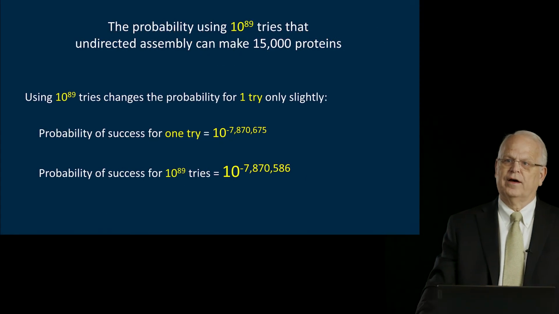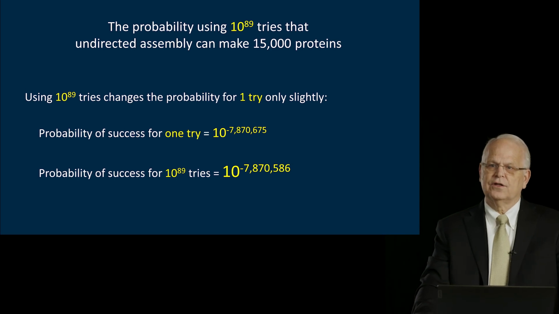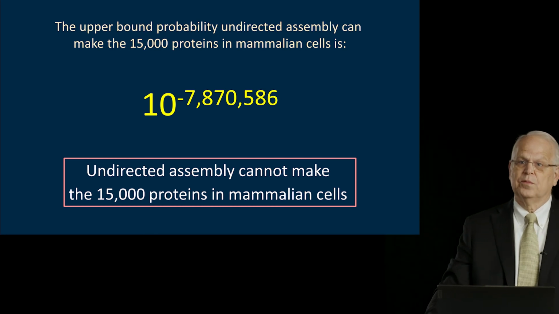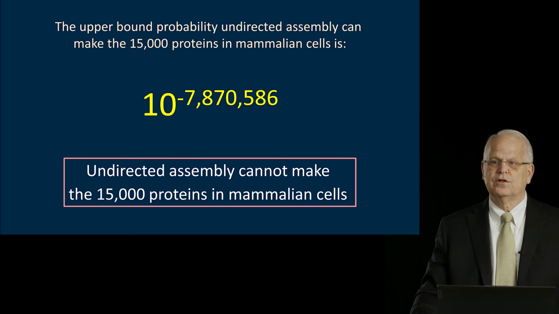Now, we don't have just one try, but we have 10 to the 89th tries as we went through. But since this number is so low, adjusting from one try up to 10 to the 89th tries changes the probability very little. Just the last three digits go from 675 to 586. But we're still at a probability of 10 to the minus 7.8 million. So the upper bound probability that undirected assembly can make the 15,000 proteins that we know are in mammalian cells is this remotely small number of 10 to the minus 7.8 million. Undirected assembly simply cannot make the proteins in the mammalian cell.